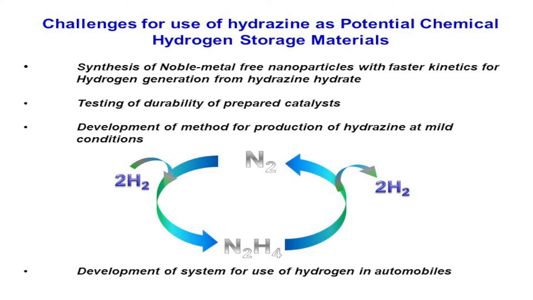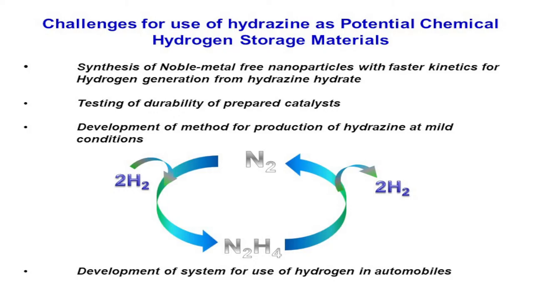Then, the test of durability of the prepared catalyst. So basically, whatever catalyst we are preparing, we are checking for 2-3 cycles for the catalytic reaction. But if we have to use this catalyst for hydrogen generation and for onboard use in a vehicle, we need to test the durability for several hours also.